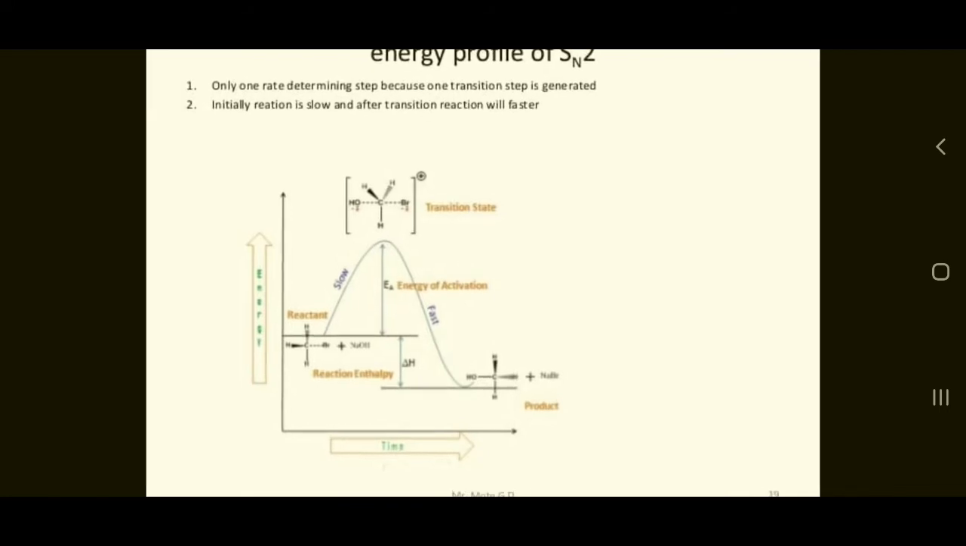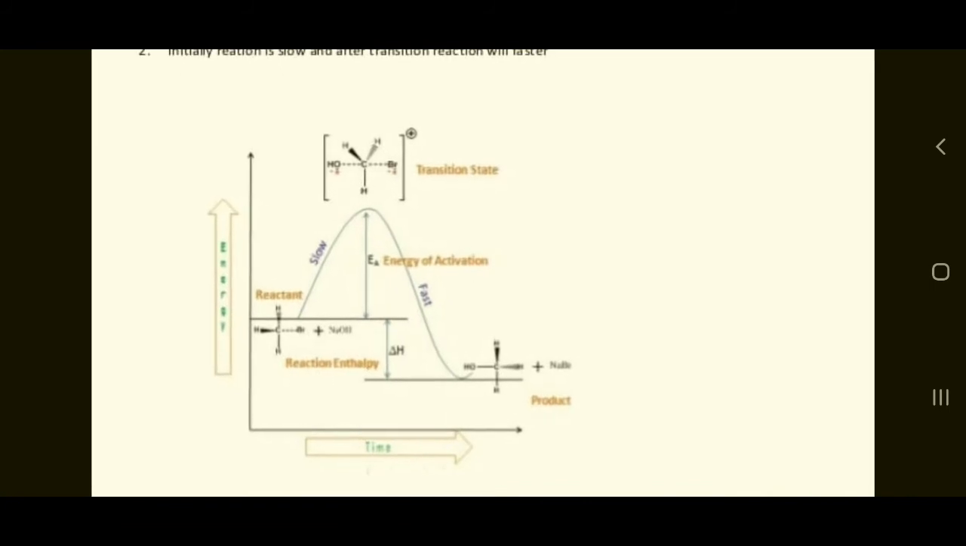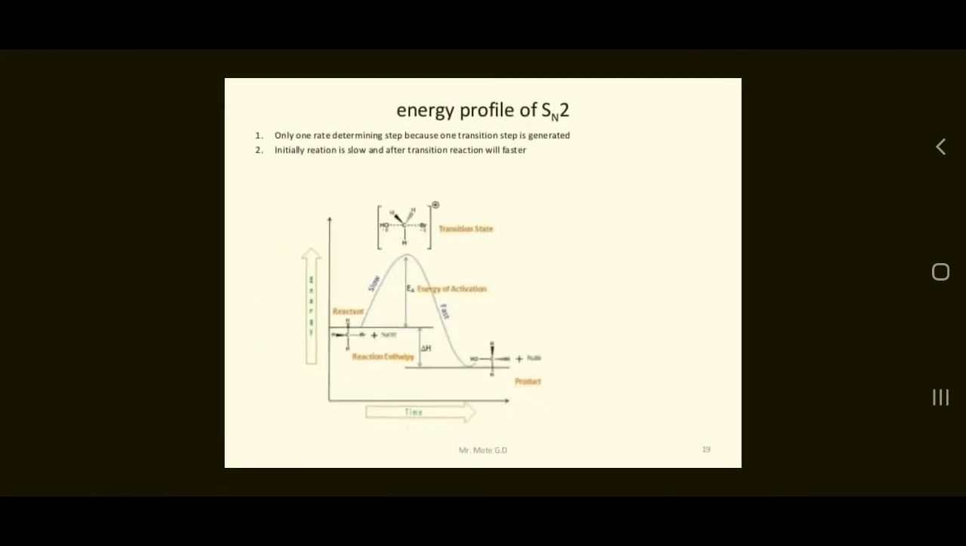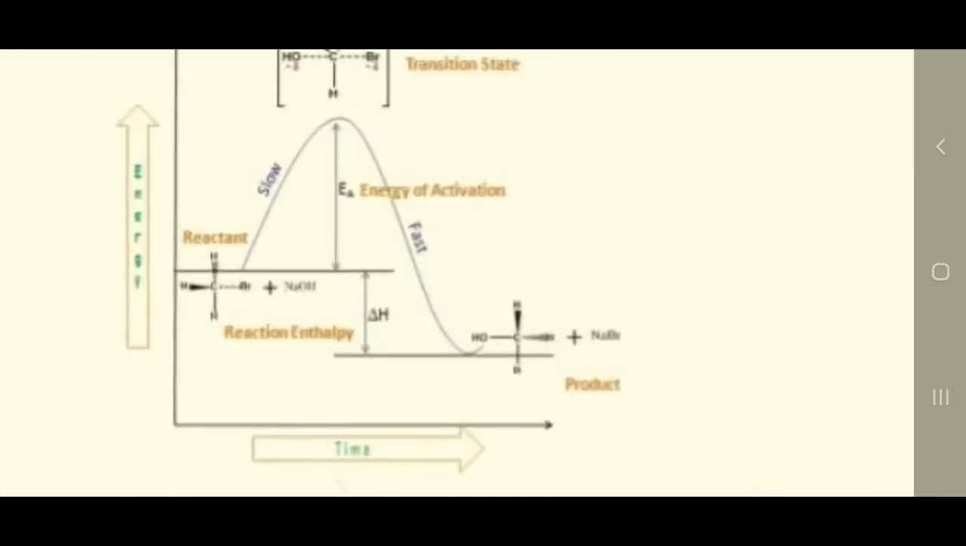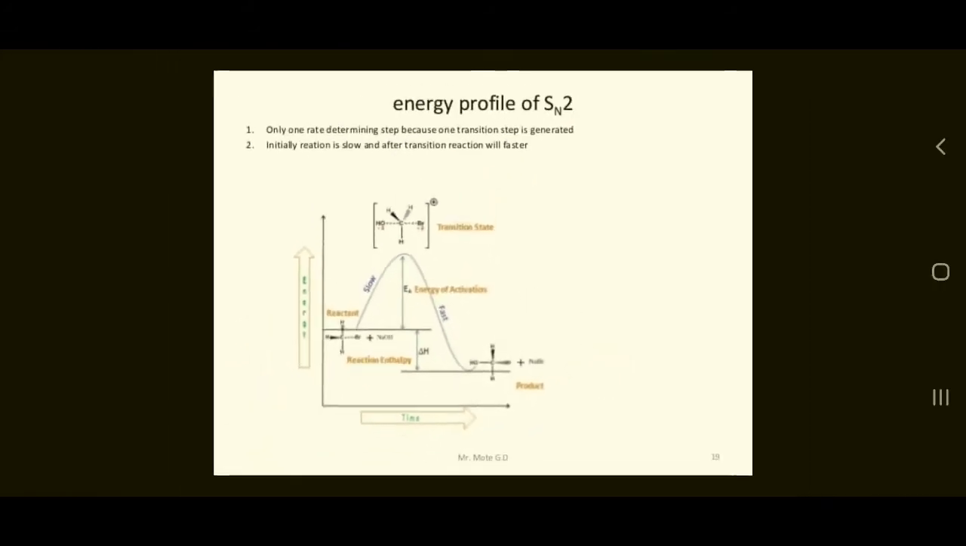Students, in the energy profile diagram of SN2 reactions there is only one rate determining step, because only one transition state is generated. Initially the reaction is slow, and after the transition state the reaction is fast. The energy profile diagram is a graphical representation of the reaction converting to products. The reactant converts to the transition state slowly, which is the rate determining step, and the transition state has higher activation energy. The conversion from the transition state to the product is a fast formation, and the product is more stable, as reflected in the reaction enthalpy. The energy profile diagram is given below for the SN2 mechanism.